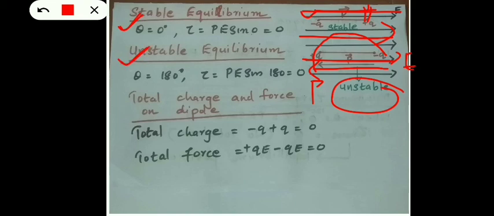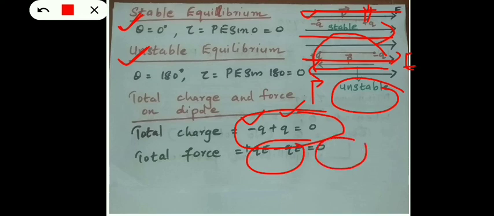It's very important. So you can expect a question like this: give an expression for the torque acting on an electric dipole and also give the condition for stable and unstable equilibrium. So children, what is the total charge and the force acting on a dipole? Yes, dipole consists of a minus q charge and plus q charge. So total charge will become 0. Similarly, the total force, plus q and minus q forces together, constitute 0. Okay.